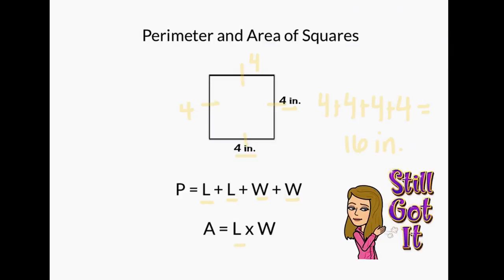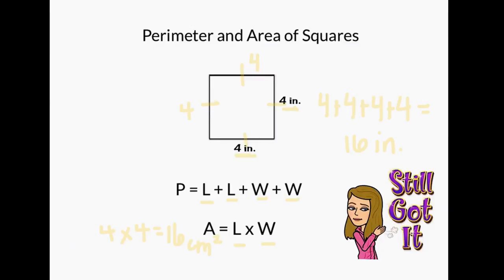Area, we're going to take length times width. So 4 times 4. We're finding the square units inside of our figure. I end up with 16 centimeters squared.